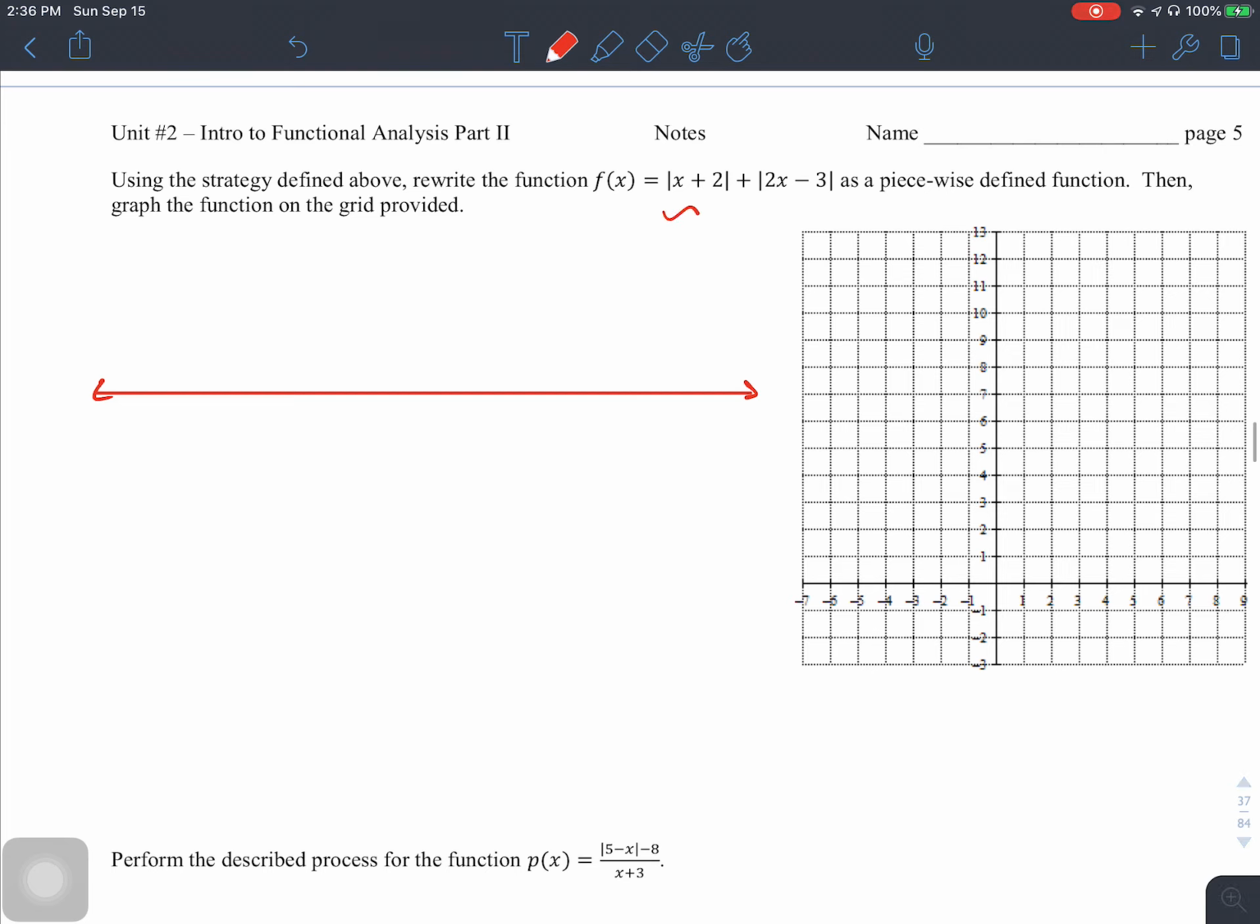Then take this absolute value and think to yourself, what number could I put in for x to make that equal to 0? It would be -2. So x plus 2 equals 0. You solve it, you get -2. So we're going to put -2 on our number line, circle it because we include that number.